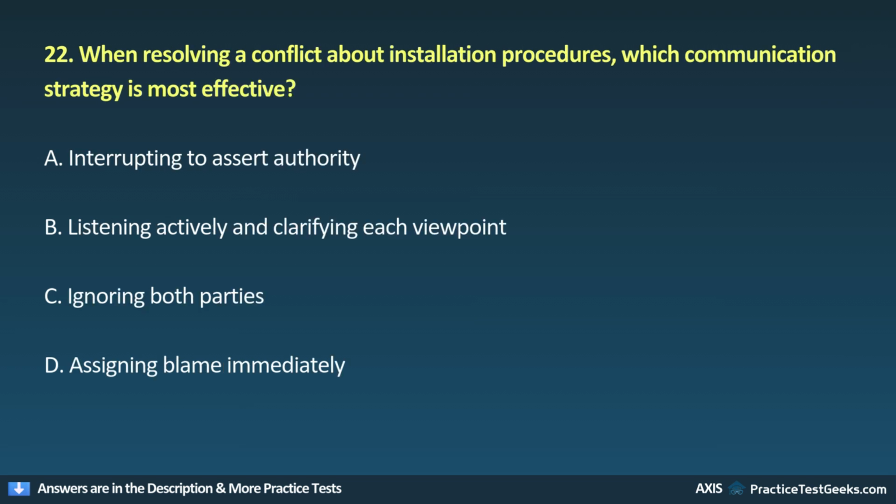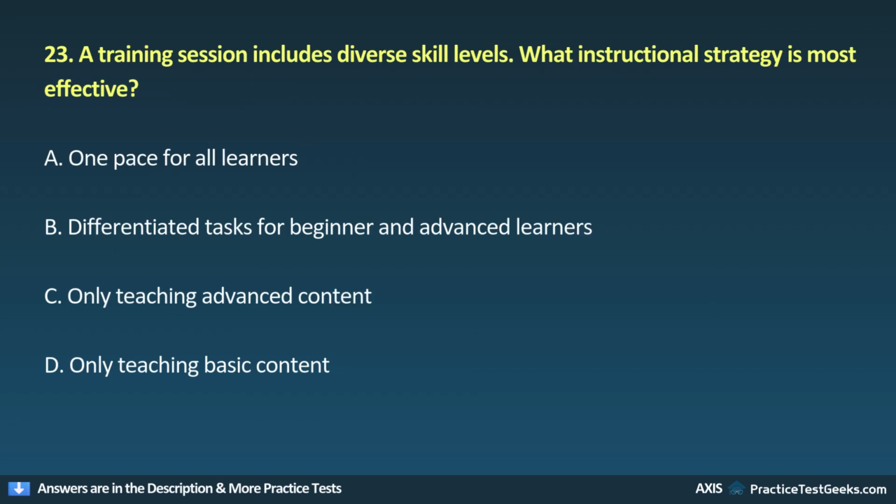22. When resolving a conflict about installation procedures, which communication strategy is most effective? A. Interrupting to assert authority. B. Listening actively and clarifying each viewpoint. C. Ignoring both parties. D. Assigning blame immediately.